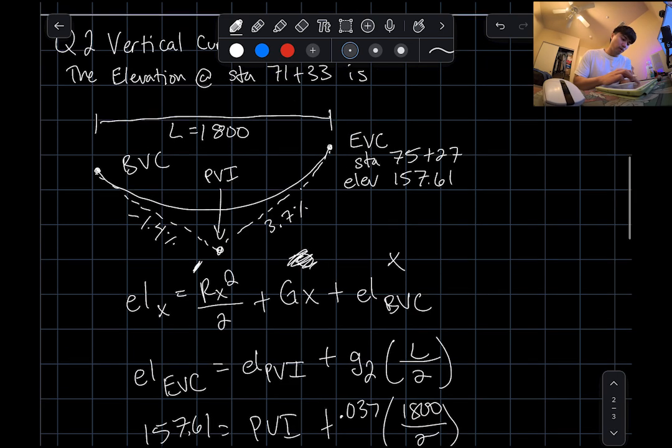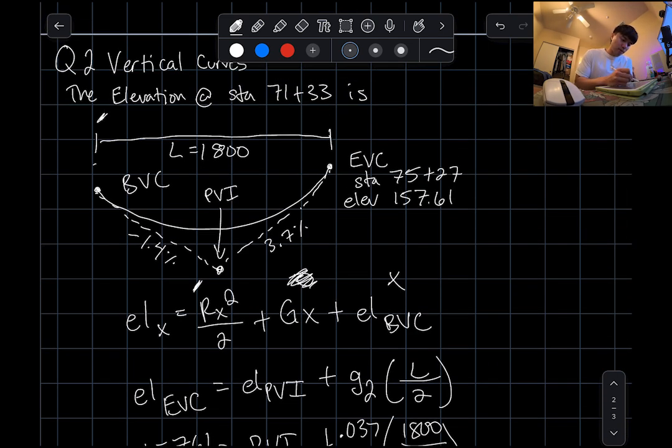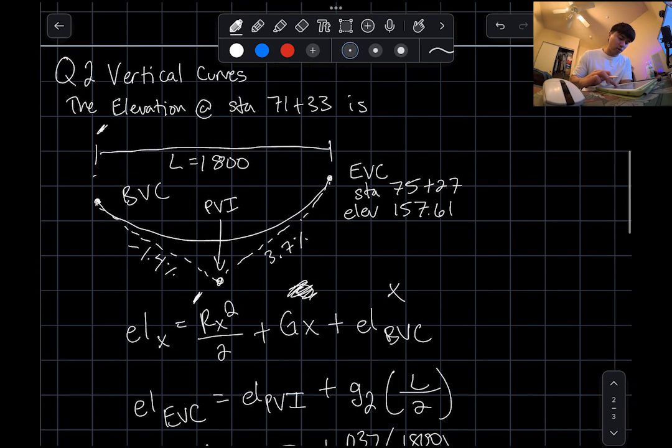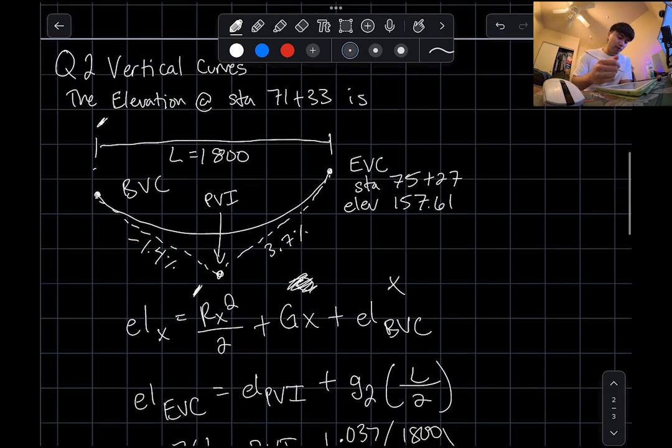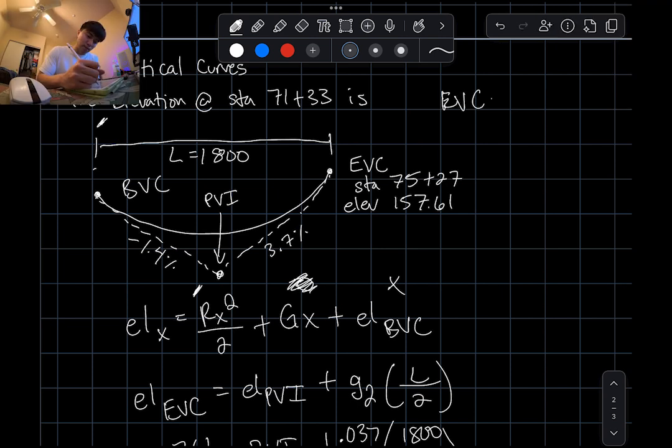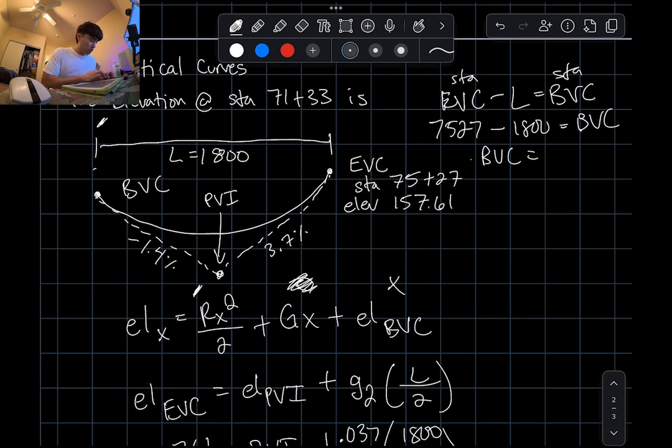To get X, we need the distance from BVC to station 7133. To get the station of BVC, we start at EVC. EVC minus the full length will give you the station at BVC. So 7527 minus 1800 equals station at BVC, which is 57 plus 27, just to put it in station. But we don't really need it in that, I'm just doing that.